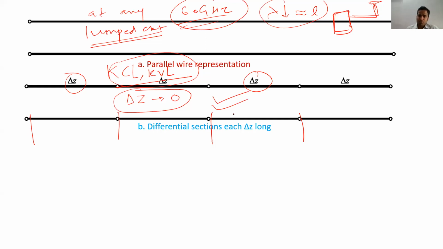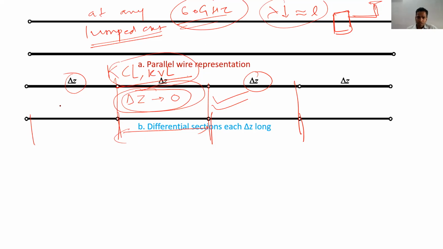For the analysis to be true, we are dividing the transmission line into subsections, and the assumption is that the length of the subsection should be tending to 0. Then only at any arbitrary high frequency, our analysis will be valid. That is why we assume the length of the subsection to be tending to 0.